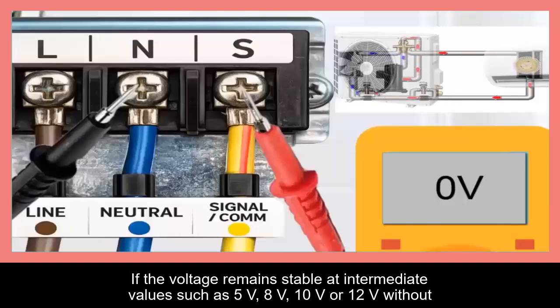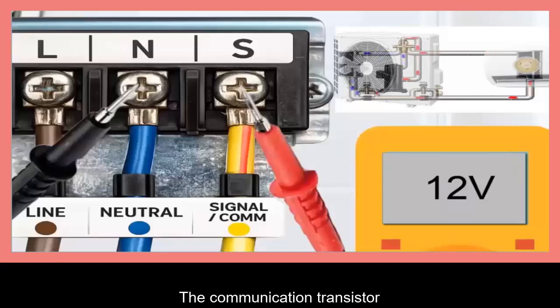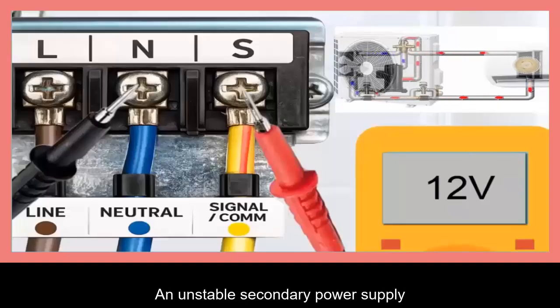When the voltage remains at intermediate values. If the voltage remains stable at intermediate values such as 5 volts, 8 volts, 10 volts, or 12 volts without fluctuations, there is generally a failure in the communication transistor, a faulty optocoupler, a locked microcontroller, an unstable secondary power supply.